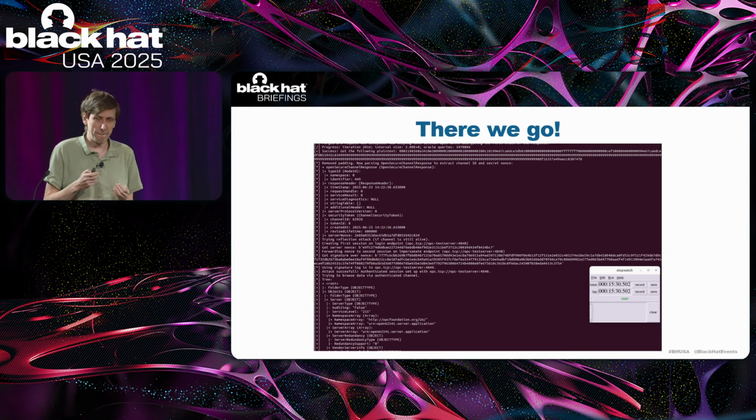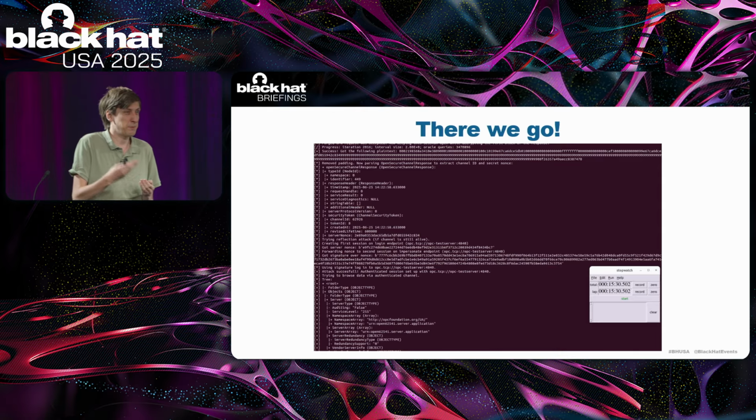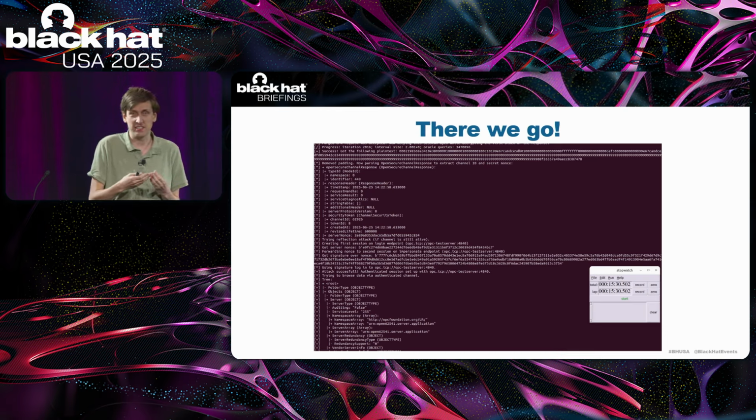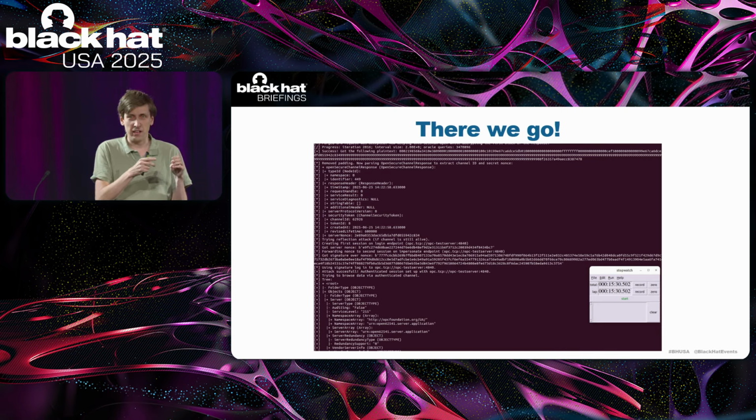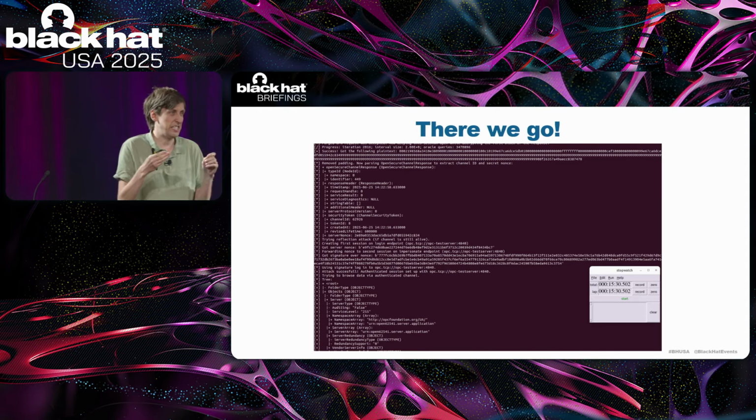And from the defender's perspective, what I also found is that this attack takes place in the very first step of the handshake, and a lot of servers don't actually log any cryptographic failures in this phase.